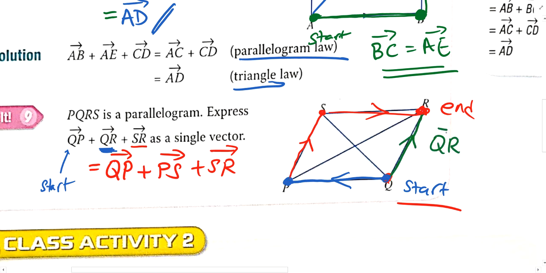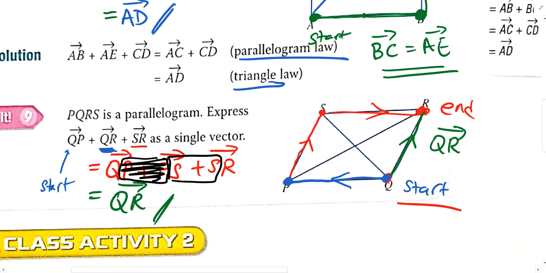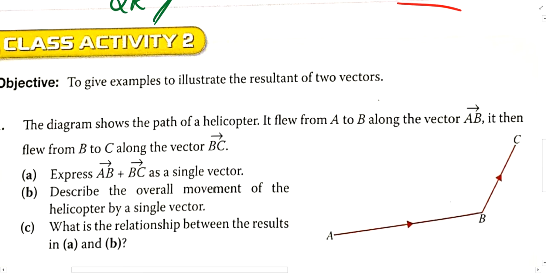So this is equal to QR. Okay? Then we can actually do all this without drawing. Because I see that from here, QP plus PS, this P and P are the same. Cancel them out. S and S are the same. Cancel them out. Then I'm left with QR. That's it. Because all the intermediate points are not important.